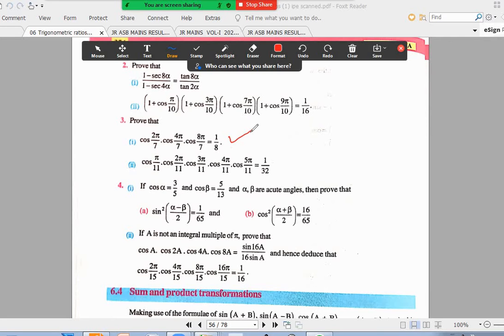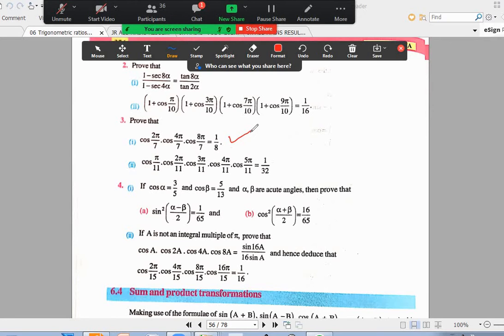Okay, this third question, first one. Anybody any doubt? Double of 2 pi by 7 is 4 pi by 7. And double of 4 pi by 7 is 8 pi by 7.